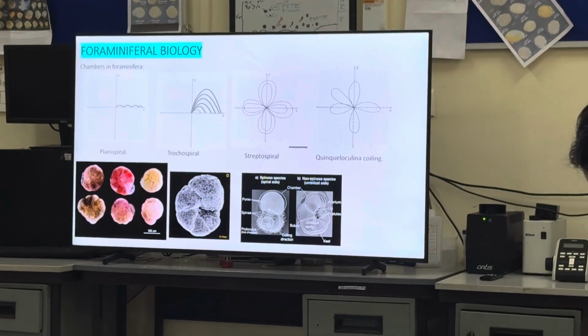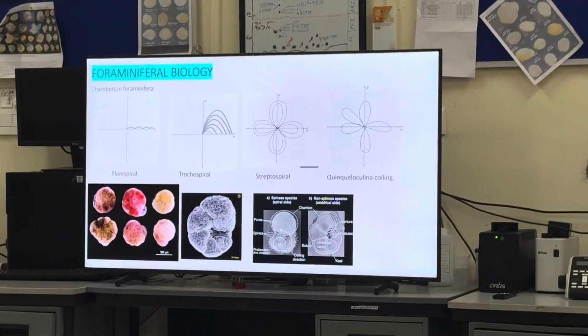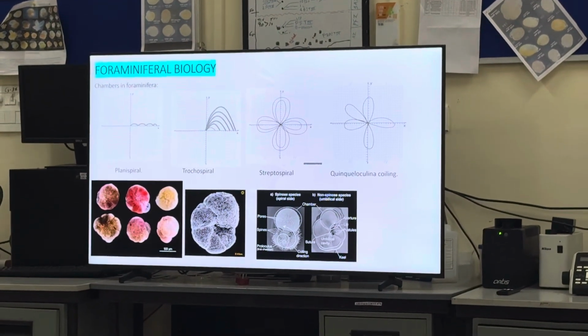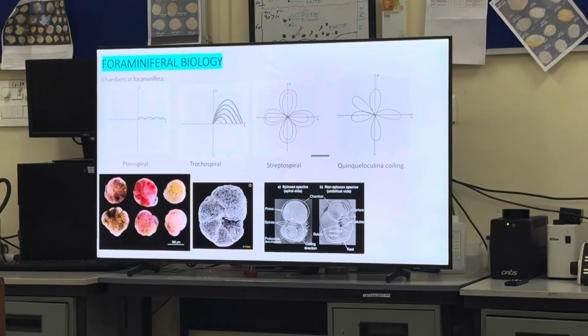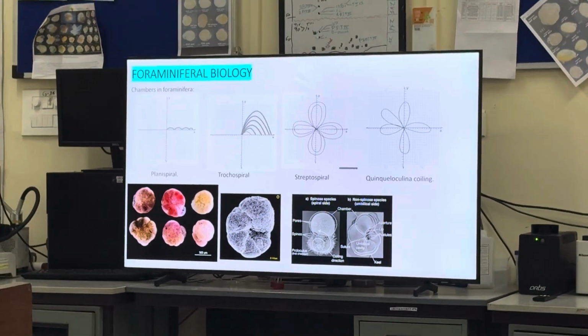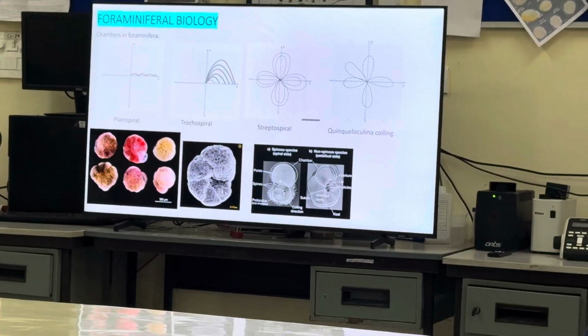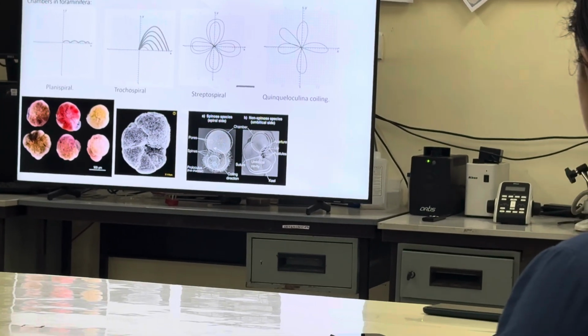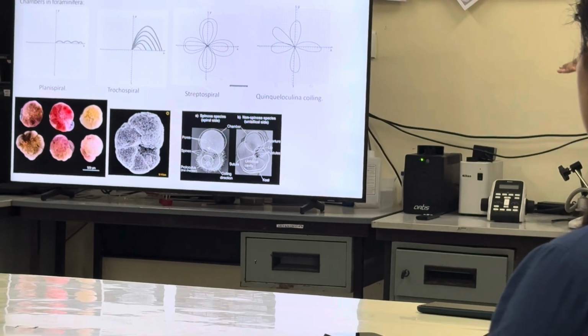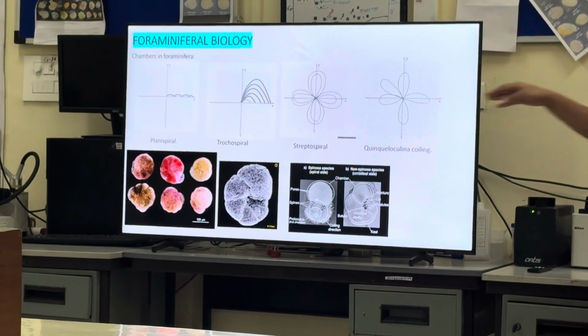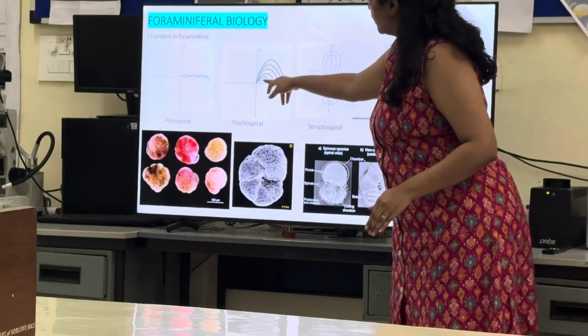So based on their formation of chambers, there are 4 types. The one is planispiral, wherein the chamber will grow in one axis from X to Y. The next are the trochospiral, wherein the shell forms one above the other.